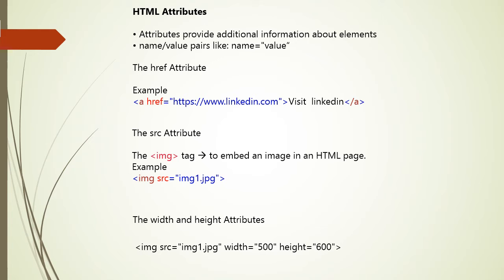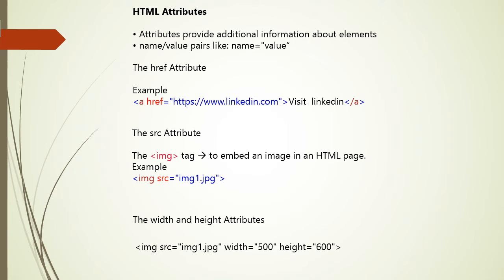The first one is href. The <a> tag defines a hyperlink. The href attribute specifies the URL of the page the link goes to. For example, we are giving <a href="https://www.linkedin.com">Visit LinkedIn</a>. So what will happen? By using href, we are specifying the URL of the page that the link goes to. So the link will go to the linkedin.com website.